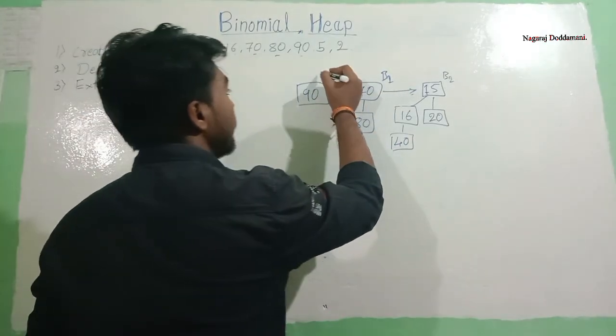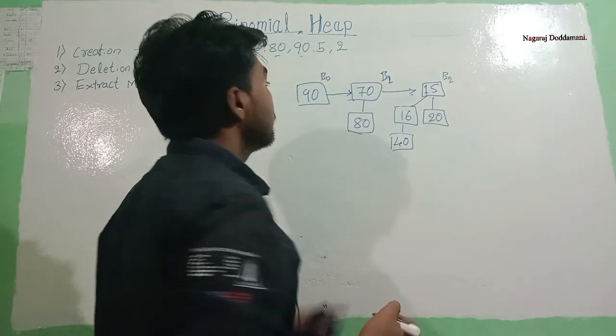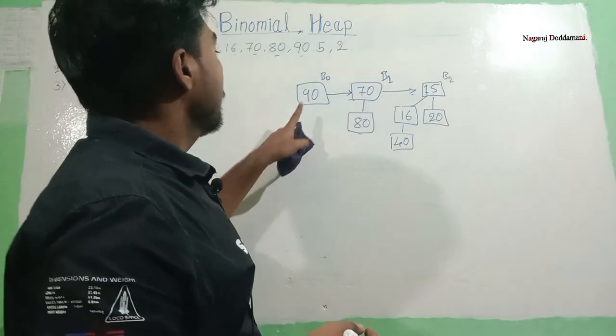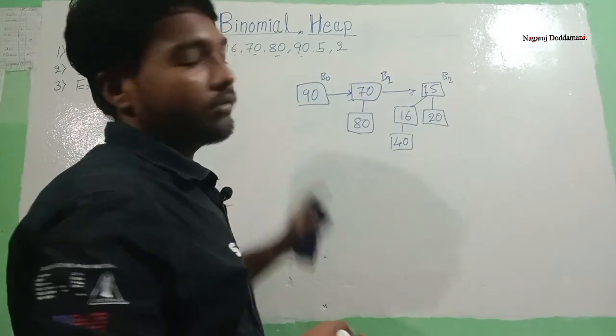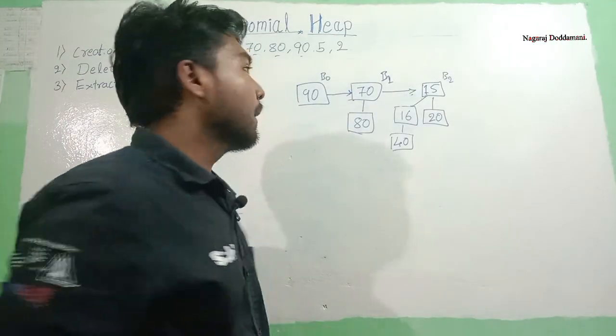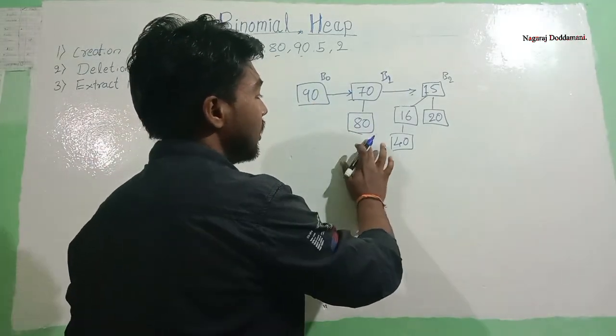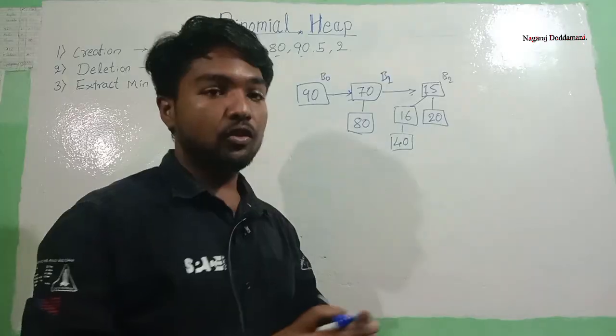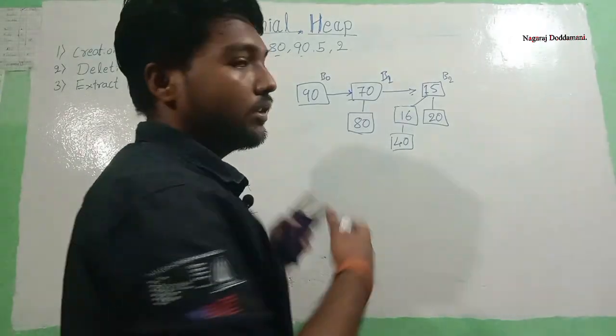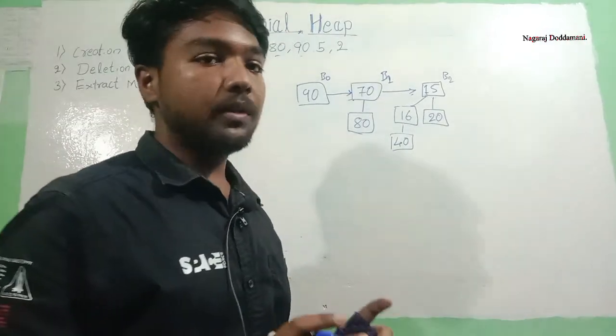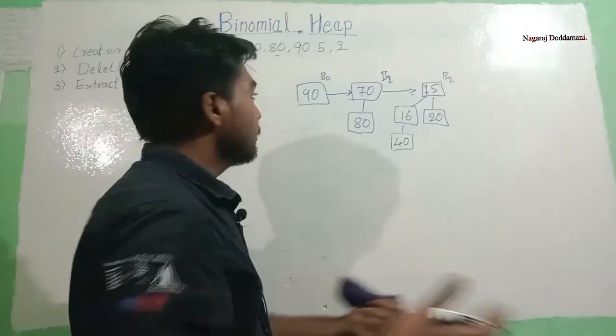So now we need to calculate the order of it. The 90 node has order 0. So this is order 0, this is order 1, this is order 2. So there is no conflict of order. So this is a correct binomial heap. We need to move on.